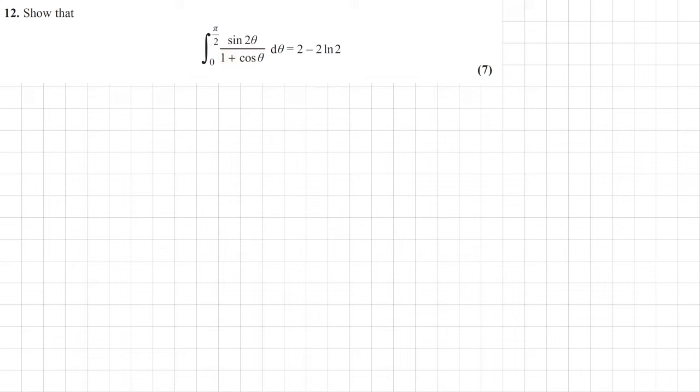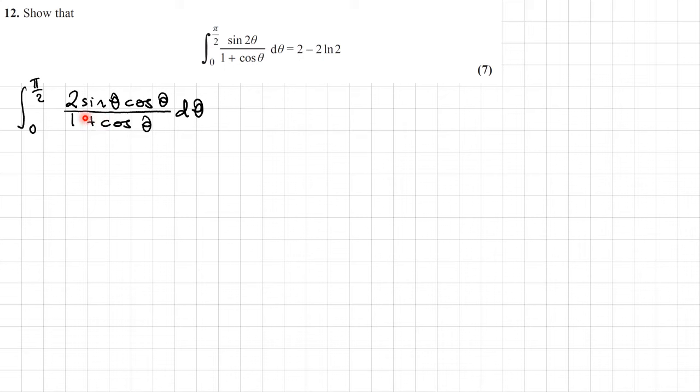So I would start by taking that sine 2 theta and using a double angle. So 0 and pi over 2. So sine 2 theta becomes 2 sine theta cos theta. Again, it's not fitting any patterns. So it's probably going to have to be substitution, I think, on something like this.